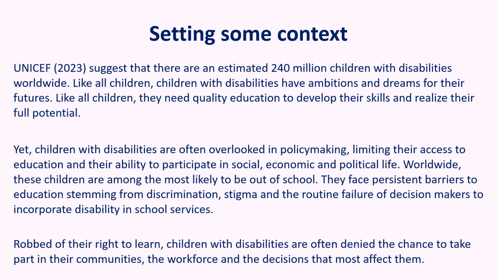So, set in some context then, UNICEF back in 2023 suggested that approximately 240 million children globally have disabilities, and as we can see on this slide, many of these learners will lack access to education. There will be a wide variety of barriers that these learners face, and these could link to discrimination and stigma, for example, which means many of these children are denied the opportunity to take a full part in their communities, to enter into the workforce, and decisions may not be made with their consent.